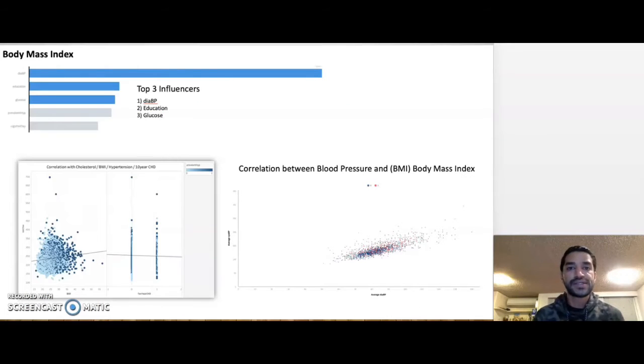Moving on to body mass index. This is basically the amount of weight you need to be based on your height, and if your body mass index is 30 and over, that means you're suffering from obesity. So this is a very important attribute when it comes to identifying those who are suffering from cardiovascular diseases, and hypertension is also related to obesity as well. The key influences are systolic blood pressure, education, and glucose. At the bottom, you can see a correlation between cholesterol, body mass index, and hypertension, and indirectly giving us findings about 10-year coronary heart disease as well.